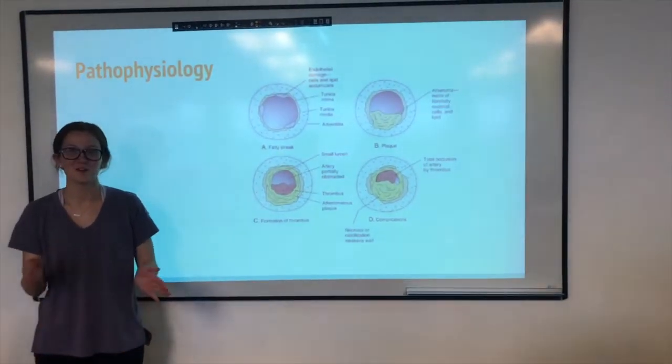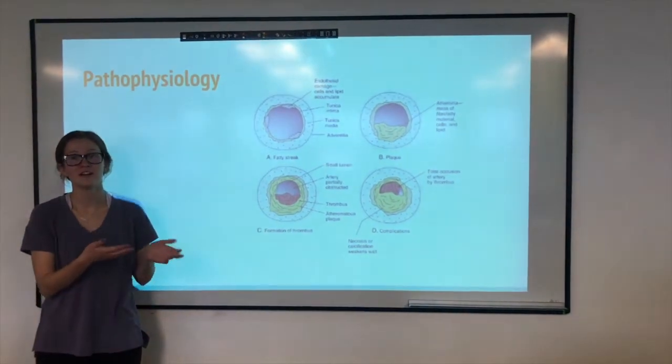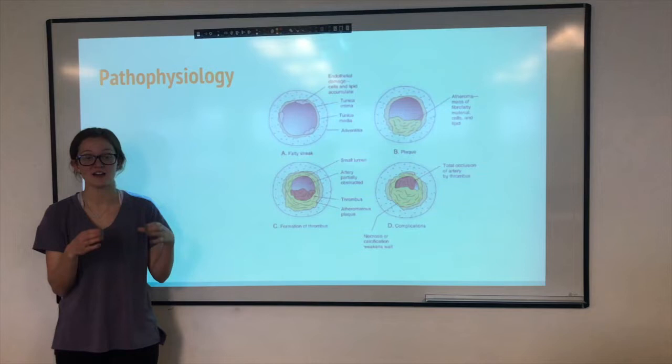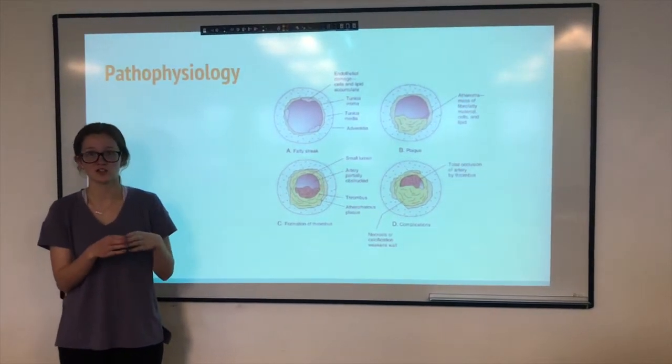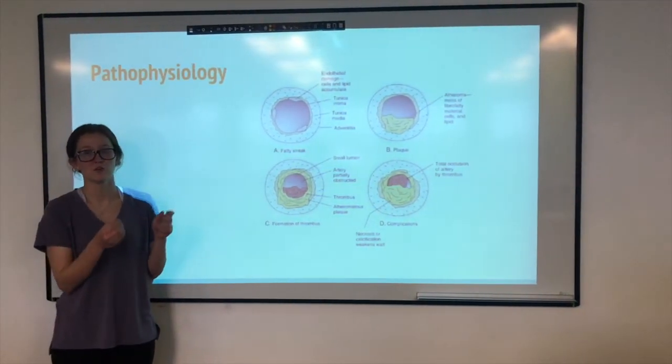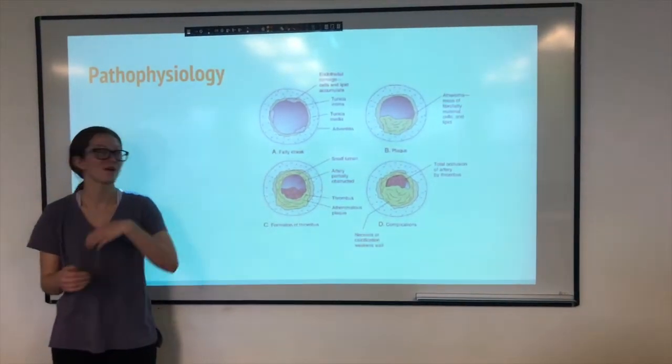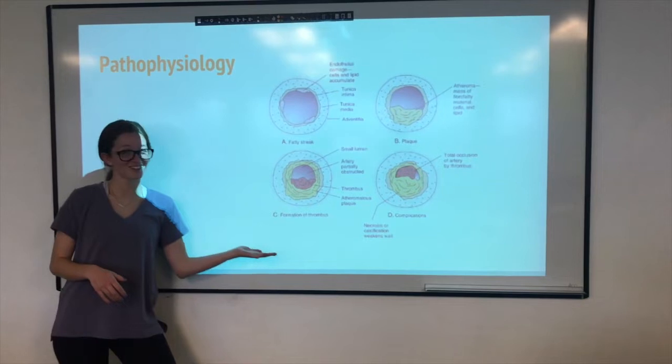What indicates a CABG needs to be done? Well, an area of the heart has gone what we call ischemic, meaning that it has decreased blood flow and oxygenation. And that is typically due to a blockage in the artery. So how does an artery become blocked? It's done through this process that we call atherosclerosis.